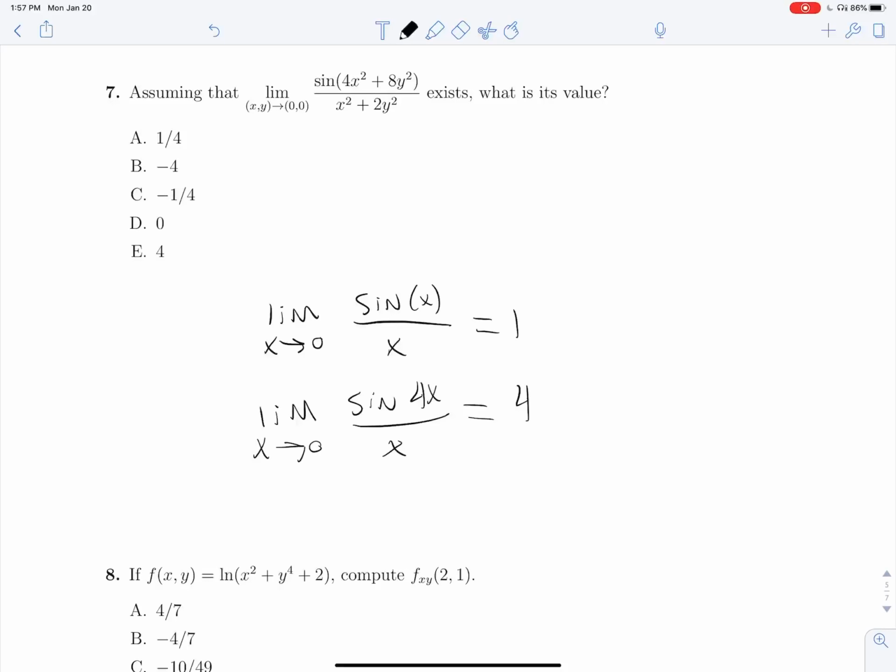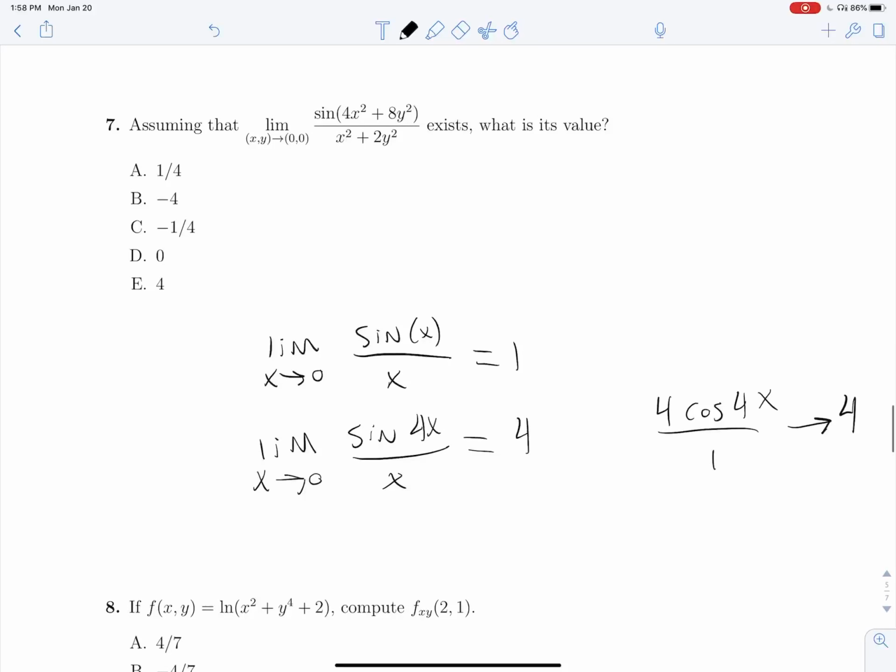And we can see this through L'Hopital's rule. In fact, we can just do it right now. If we take the derivative of the top and the bottom, we are going to get 4 cosine 4x over 1. And when x approaches 0, this whole thing approaches 4.